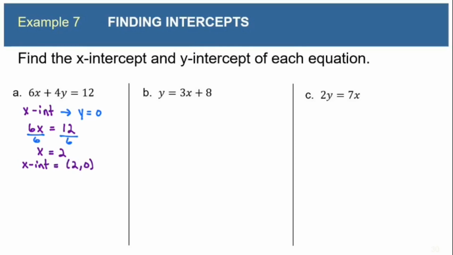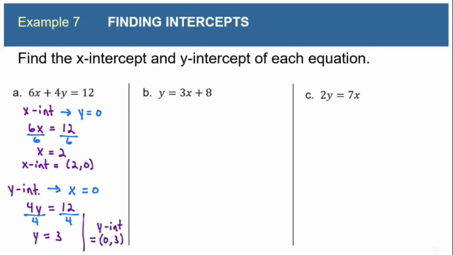Okay, now let's do the y-intercept. We know that for the y-intercept, we plug in x equals 0. So back up here to the original equation. If we plug in x equals 0, this x term will disappear because 6 times 0 is 0. Then all that's left will be 4y equals 12. Now to solve this, divide both sides by 4, and that will give us y equals 3. And so now if the x is 0 and the y is 3, the y-intercept is at 0, 3.